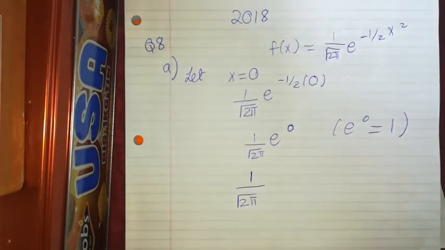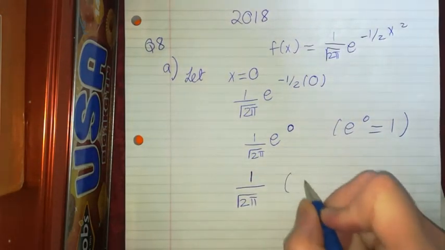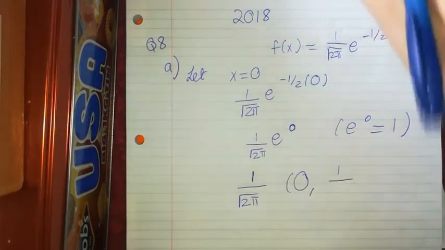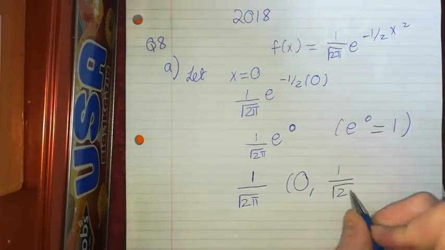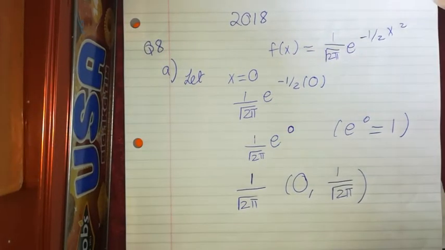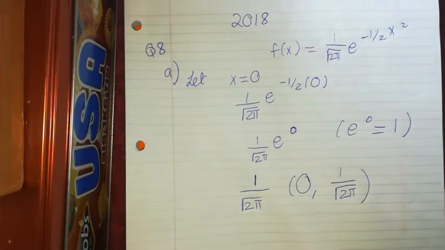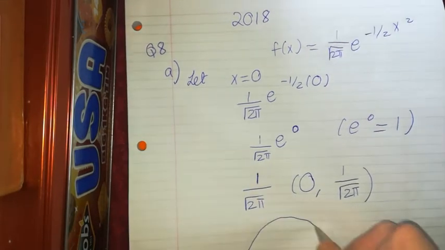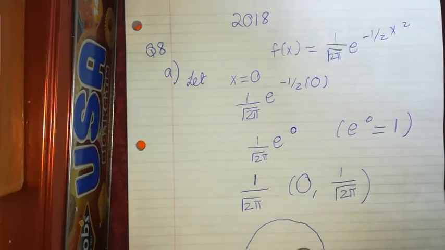And then for the coordinates, the x point will be 0, so the y point will be 1 over root 2 pi. So that's going to be the coordinates where it crosses the y-axis. And then it says the coordinates of B. I'm just going to draw out a diagram. This is not a great diagram, but it'll do.